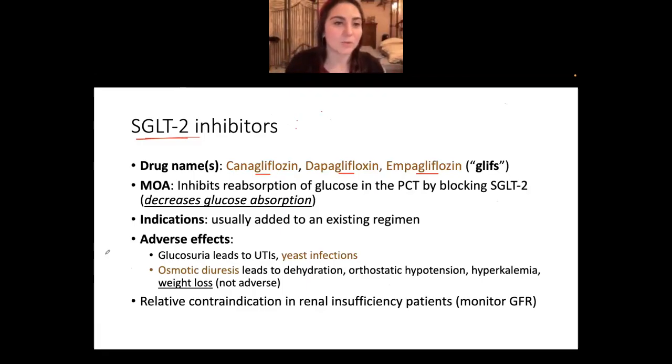So it can lead to basically this osmotic diuresis effect where you get dehydration, you can get orthostatic hypotension, hyperkalemia, and then weight loss. Because again, with diuretics, you tend to lose weight because you're losing water. And then the other thing to remember with these guys is you're keeping glucose basically in the urinary tract. What likes glucose? Bacteria and yeast. So you get tons of UTIs and tons of yeast infections.